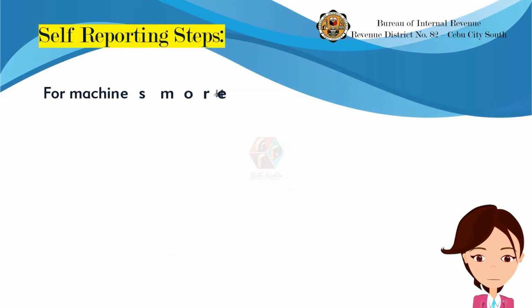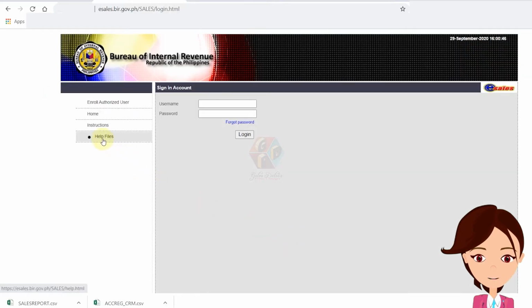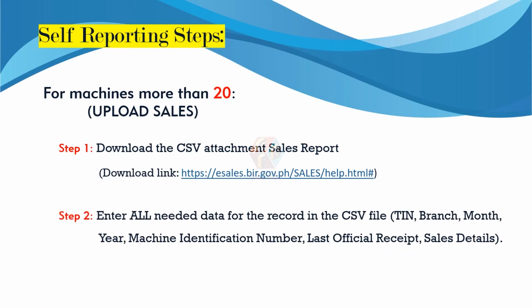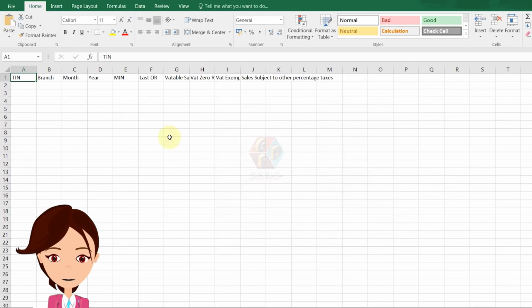For machines more than 20, you need to upload sales. Step 1. Download the CSV Attachment Sales Report. You can find the download link in the screen. Step 2. Enter all needed data for the record in the CSV file. These data include the TIN, branch, month, year, the machine identification number, last official receipt, and sales details.